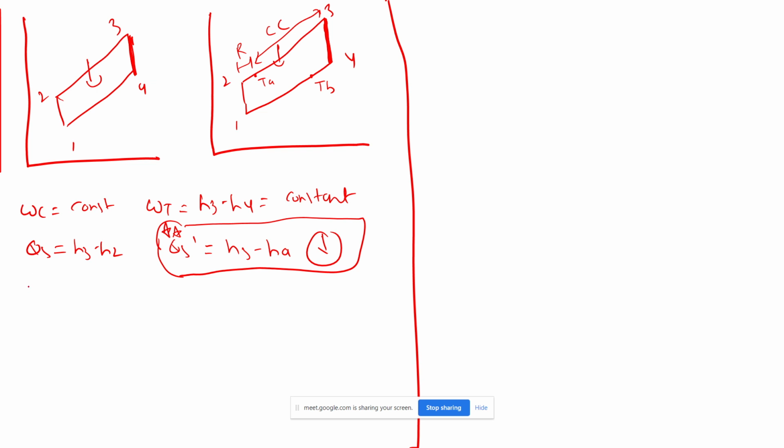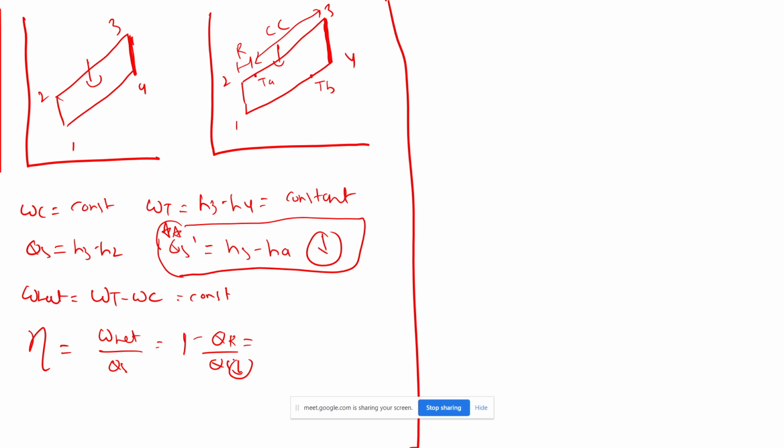Another is network output. What will be the effect on the network output? Network output is turbine work minus compressor work. No effect, it will remain constant. Now efficiency. What will be the effect on the efficiency? It will increase. Why will it increase? Because heat input is less now. You can write it like this: efficiency is work output upon QS. So since QS is low, efficiency increases.